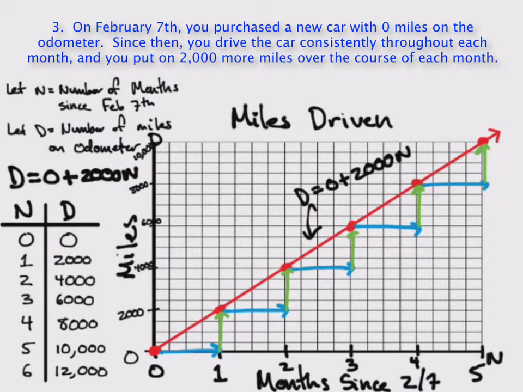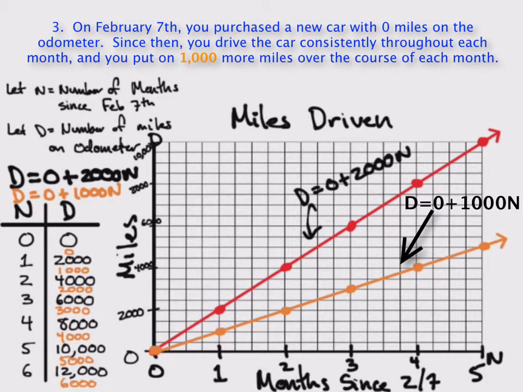Quick question, how would our equation change and how would our graph change if over the course of each month we drove the car only 1,000 miles? So the first thing we notice is that our equation has changed from d equals 0 plus 2,000 times n to d equals 0 plus 1,000 times n. Of course, because we're going only 1,000 miles each month.